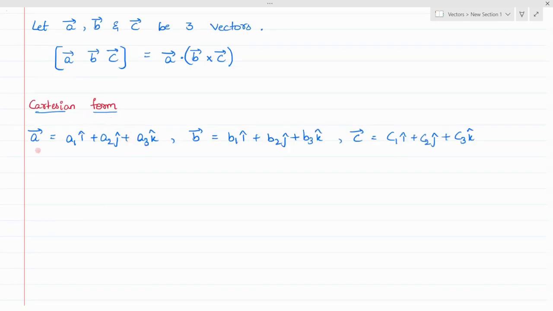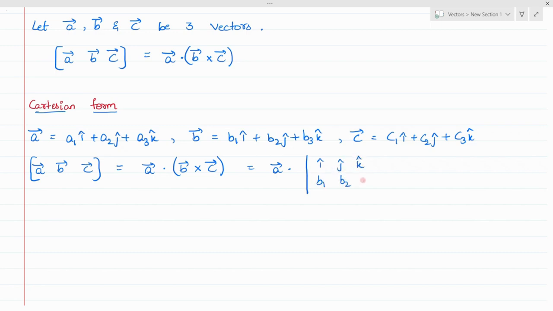In the Cartesian form, the A vector is represented like this, B is like this, and C is represented like this. So, how do we calculate the box product? To calculate the box product, first we need to do the cross product B cross C, which is nothing but the determinant of i, j, k, B1, B2, B3, C1, C2, C3. Now we should do the dot product with the A vector.